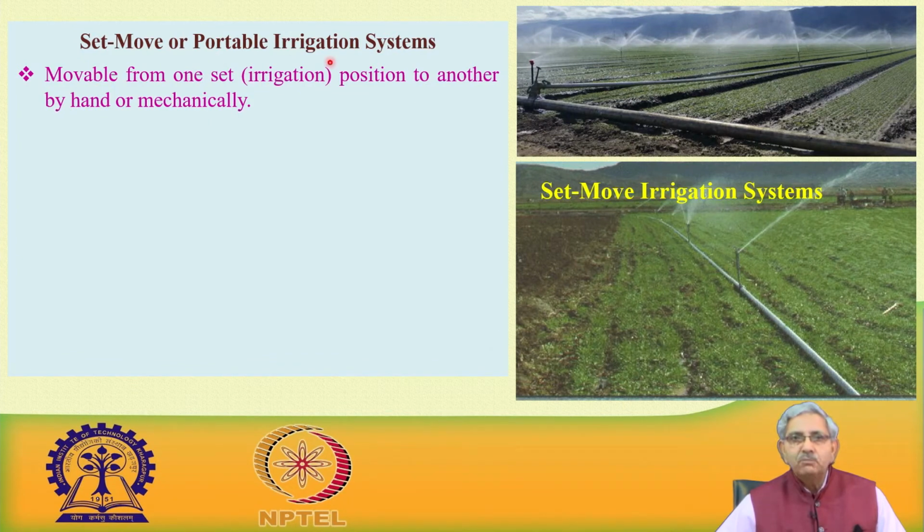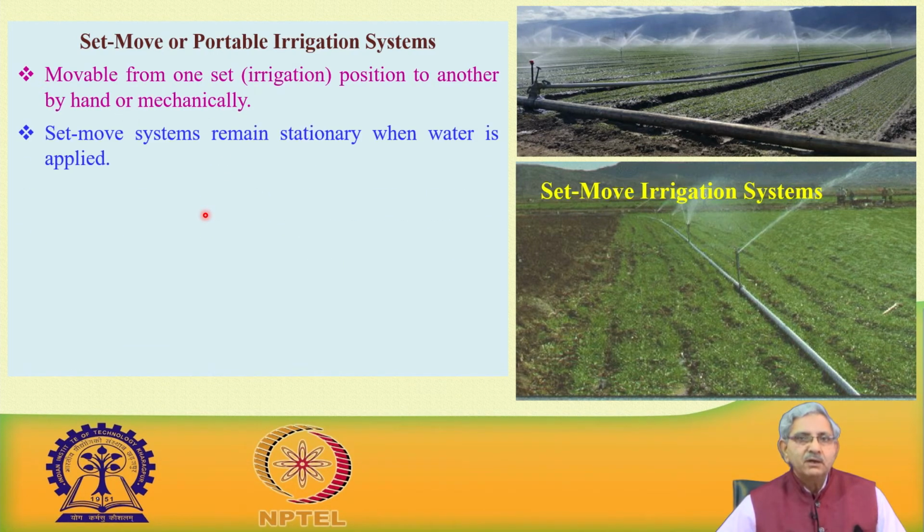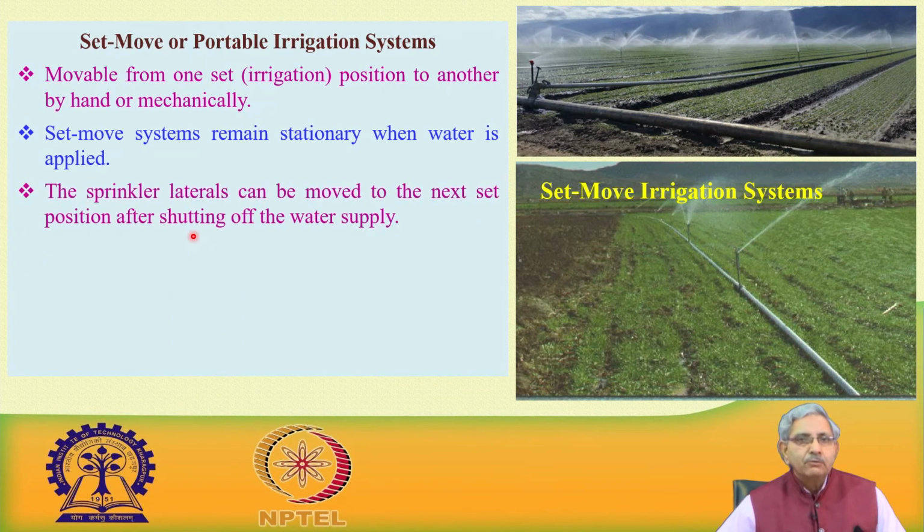Set move system, or portable irrigation system. As the name says, it is movable from one set of irrigation to another. Once one irrigation is done, it is taken to another place. It can be moved manually, by mechanical means, or by using a tractor. It remains stationary while the irrigation is being given, so for a given time of irrigation it will remain constant over there.